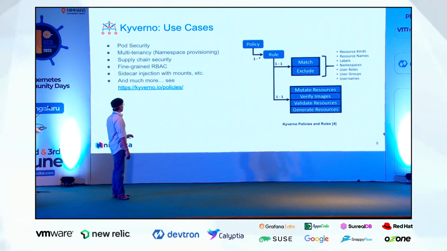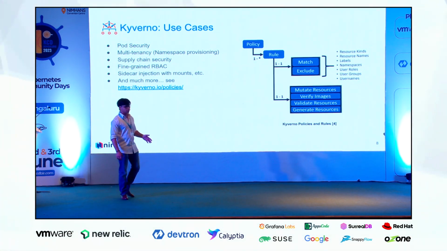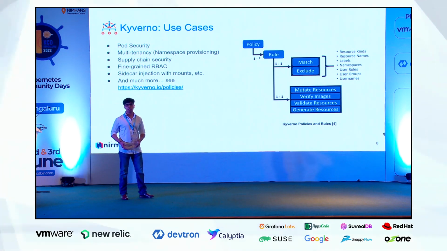And then we have the fine-grained RBAC, so you can even control, based on the name of the resource that's coming in, or if it has certain labels, what RBAC it should follow. Then you have sidecar injection. Often you'd want that, let's say, whenever you're deploying your MongoDB, you inject a sidecar with it.